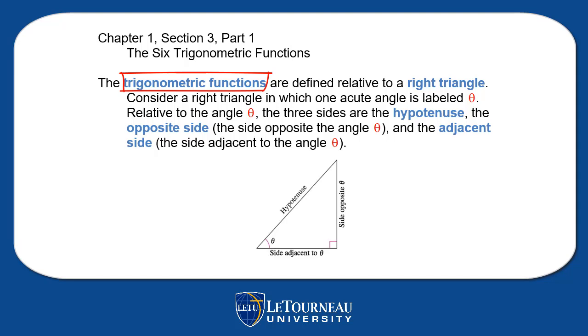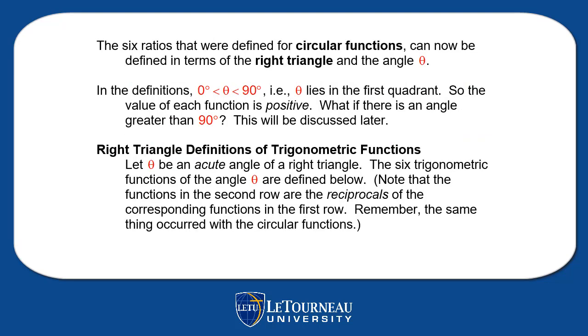Now, you need to keep those in mind because we're going to be using them extensively here as we work with the definitions of the trig functions relative to a right triangle. Right, so what are those definitions? The six ratios defined for circular functions can now be defined in terms of a right triangle and the angle theta. In the definitions, 0 is less than theta is less than 90, i.e. theta will lie in the first quadrant.